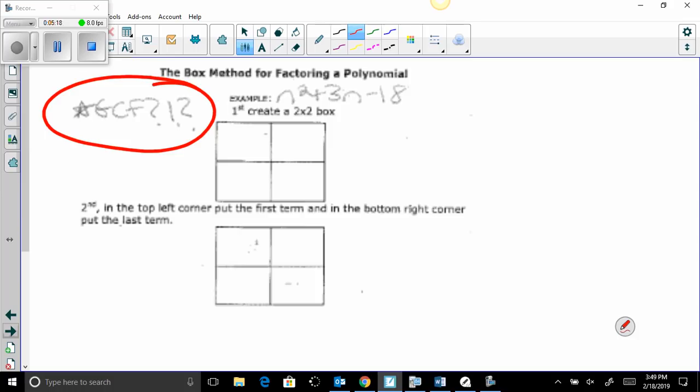Create your box. I gave you your box. Second step is to, in the top left corner, put the first term, and in the bottom right corner, put the last term. So I'm going to go ahead and put my n squared up top, and the bottom right is my negative 18.